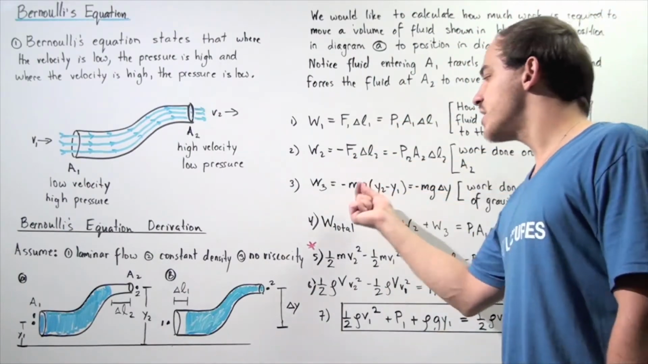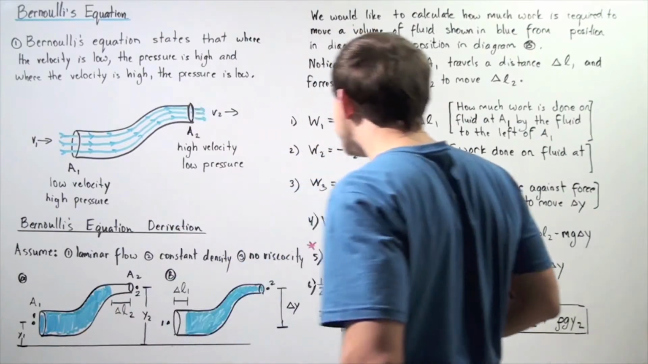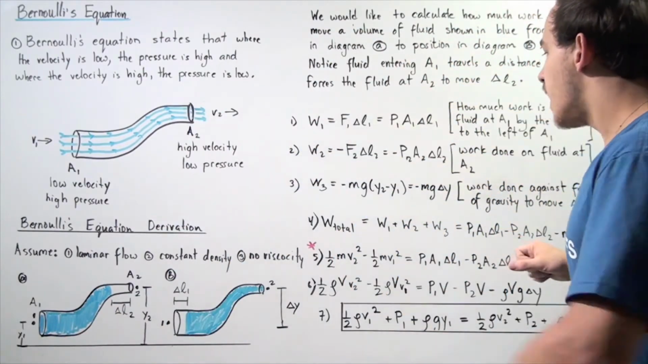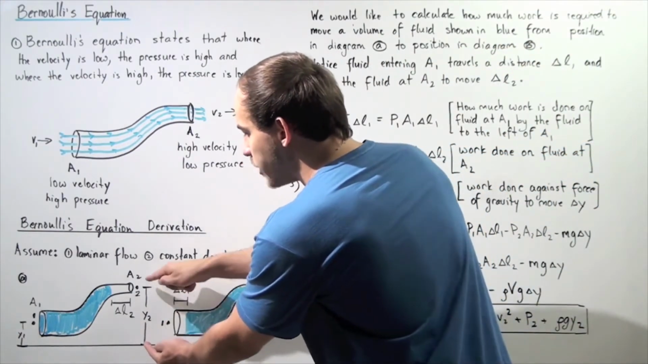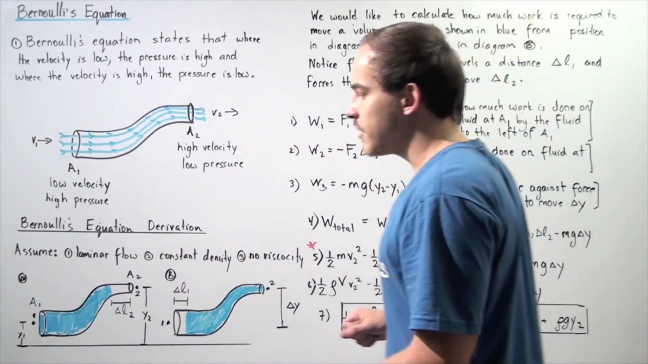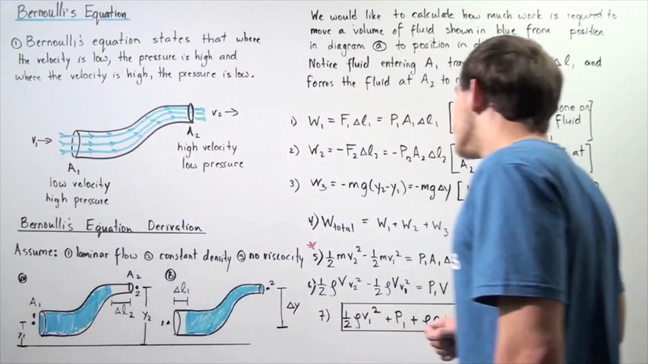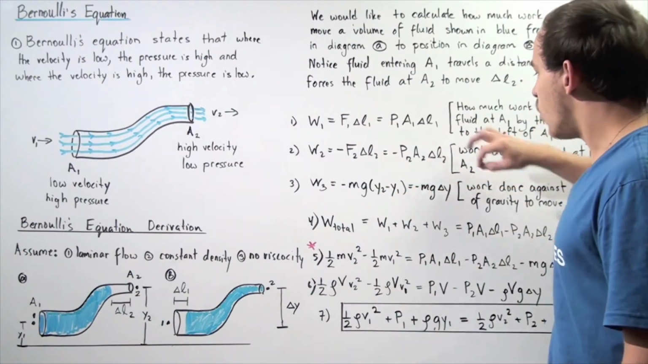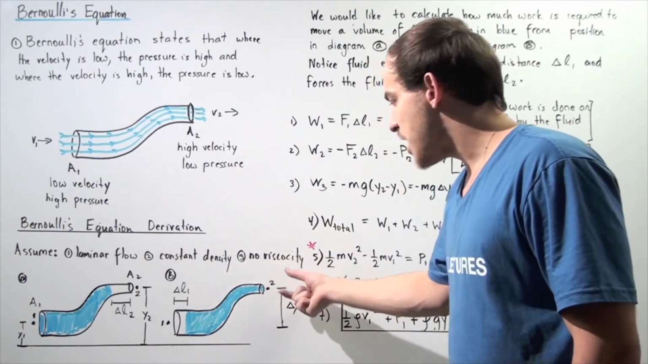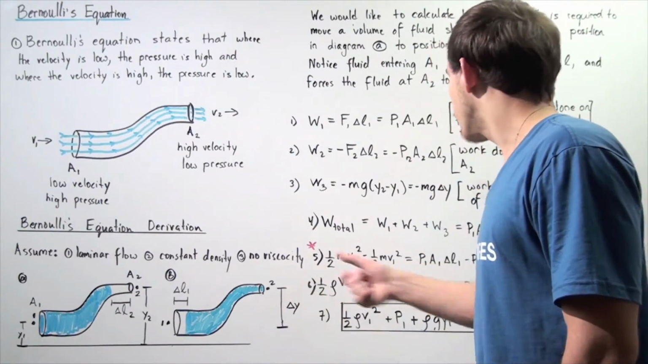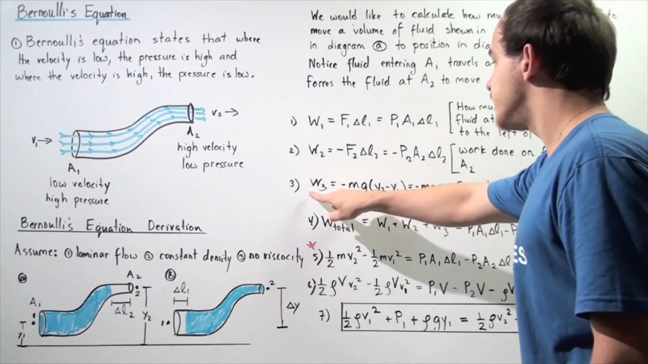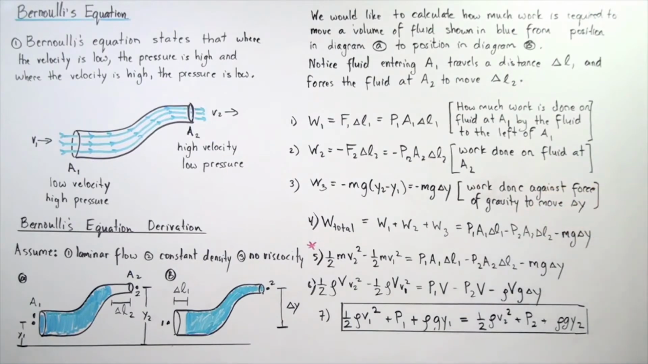negative m times g, where m is simply the mass of this entire region of fluid, multiplied by y2 minus y1, where y2 is simply the vertical distance 2.2 from the ground, and y1 is simply the vertical distance from the ground 2.1. So let's say that y2 minus y1 is simply change in y. It's the vertical distance between point 1 and point 2 shown by this region. So once again, W3 is the work done against the force of gravity to move our volume a vertical distance of change in y.